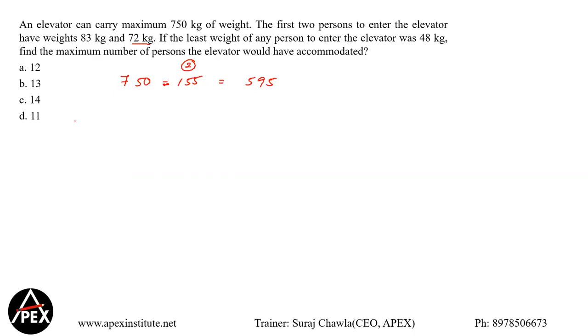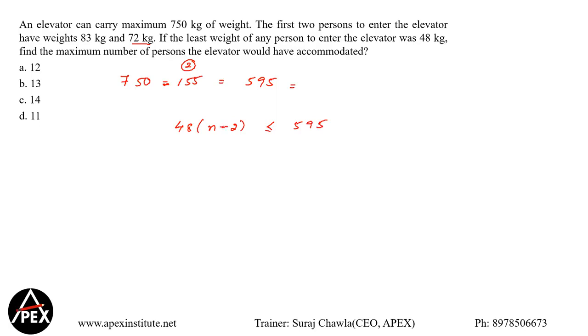If I want the number of people to be maximum, then I have to assume that all of them have the least possible weights. Number two, the question did not talk about whether the weights are the same or different, which gives us the flexibility to assume that all of them are of equal weights, right? So if each of them is 48, then 48 into n minus 2 should be less than or equal to 595.